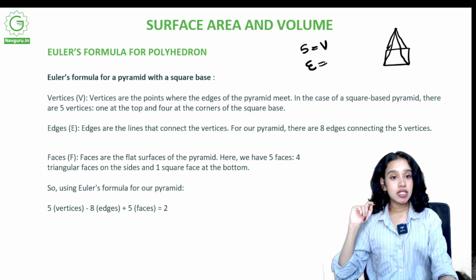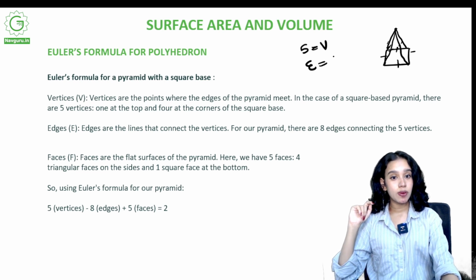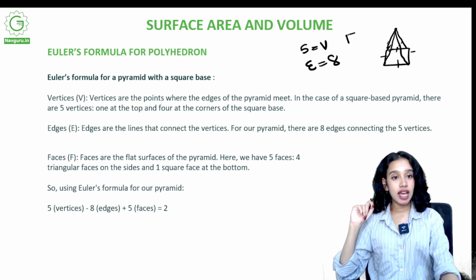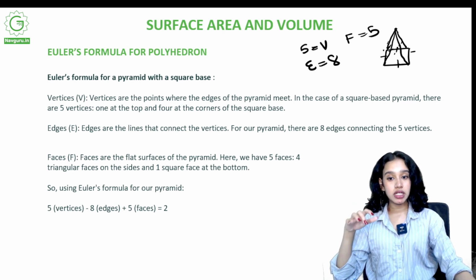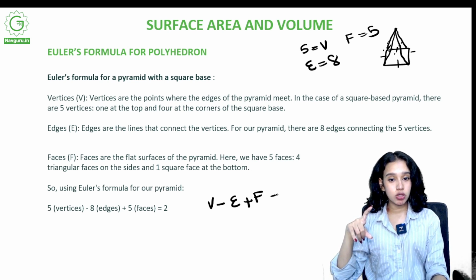Now, how many edges is it going to have? We have 1, 2, 3, 4, 5, 6, 7 and 8. We have 8 edges, right? Now, how many faces do we have? We have 1, 2, 3, 4 and the face below, we have 5. Now, what was the Euler's equation? We had vertices minus edges plus faces is equal to 2.